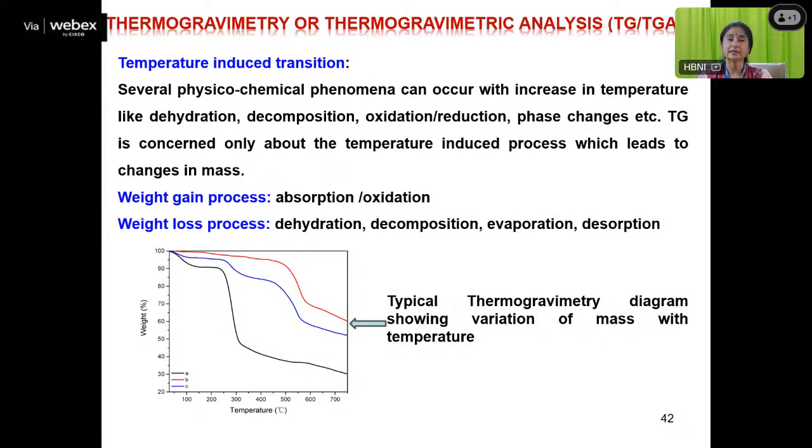Now these are a few typical thermogram diagrams which show the variation of mass with temperature. This is the weight percent and this is the temperature. These are three different compounds, A, B and C. So you can see how the weight changes with increasing temperature.